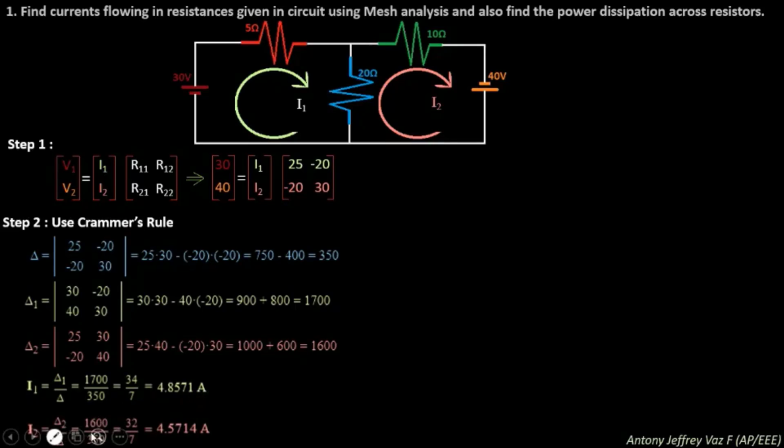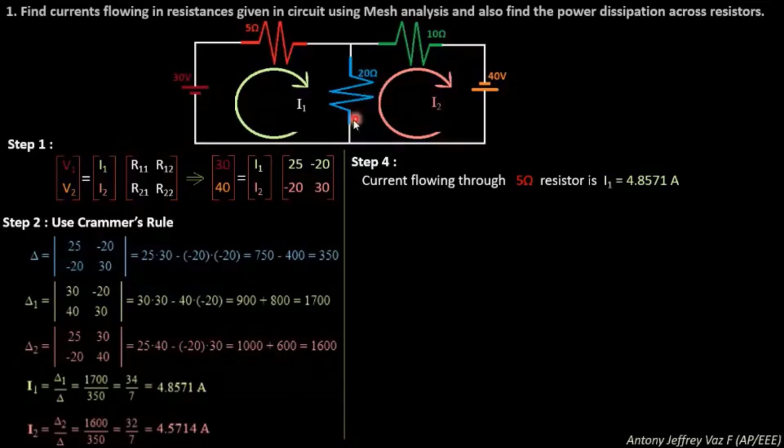And for I2, what you need to do is delta 2 divided by delta, which is nothing but 1600 divided by 350, which will give you 4.5714 amperes. These are all simple mathematics you have already studied in your plus 2. How will you find I3 current, which is flowing through the 20 ohm resistor?